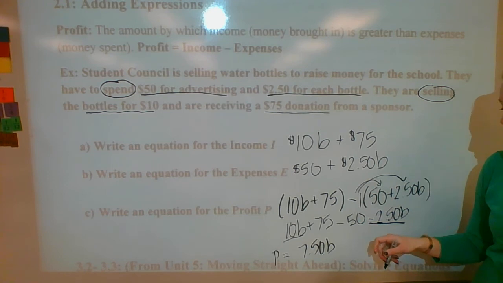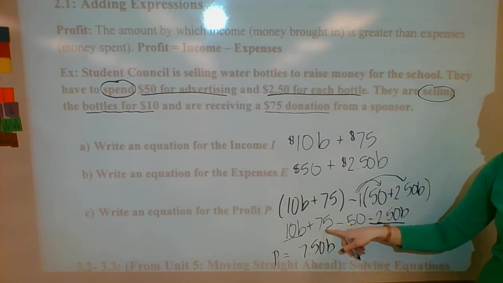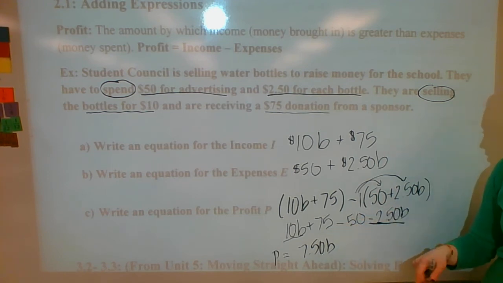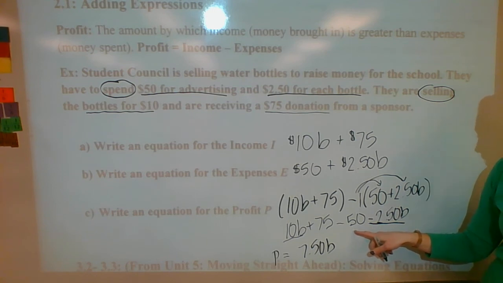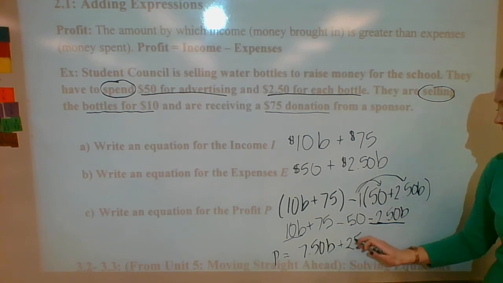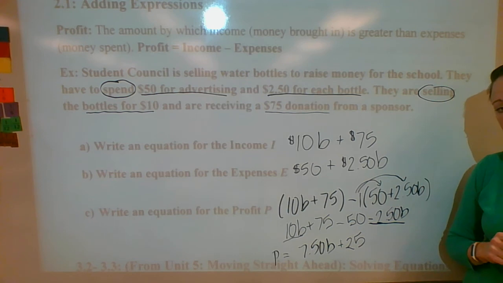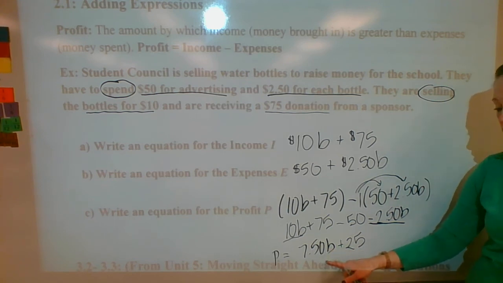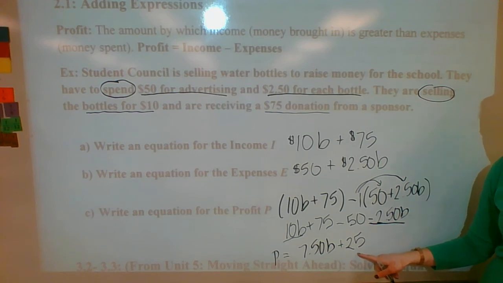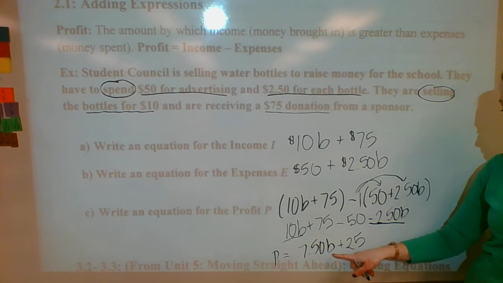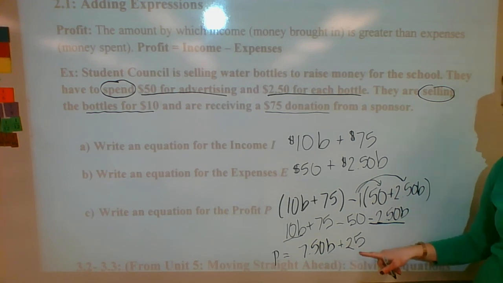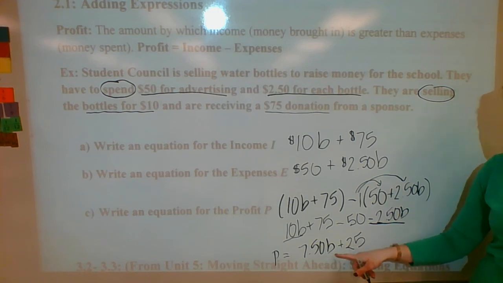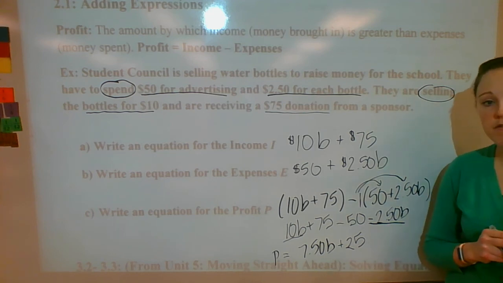And then same thing with my one-time things. I'm bringing in $75 once for a donation, but I am spending $50 for advertising. So that gives me a one-time, I'm ahead $25. I cannot put these two together. This is how much per bottle. This is a one-time thing after my donation. So my final answer is just profit equals $7.50 times bottles plus 25. Then if they tell me what B is, I can put that in to go ahead and solve.